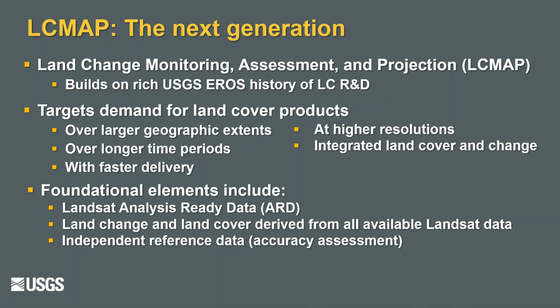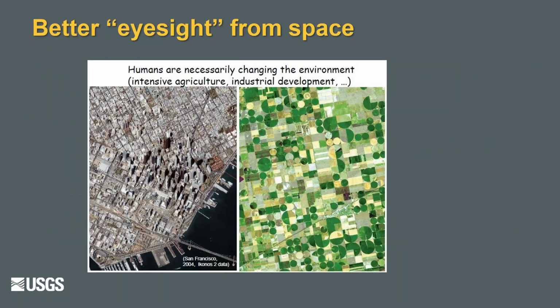So we also, foundationally, want to create land change and land cover derived from all available Landsat. So we're not throwing data away, except that we don't use the clouds. Clouds are not useful for this activity. But in the past, we weren't really taking advantage of the whole archive. And then another foundational element that I'll talk about a little bit is our independent reference data, in order for us to provide validation of our products as we produce them.